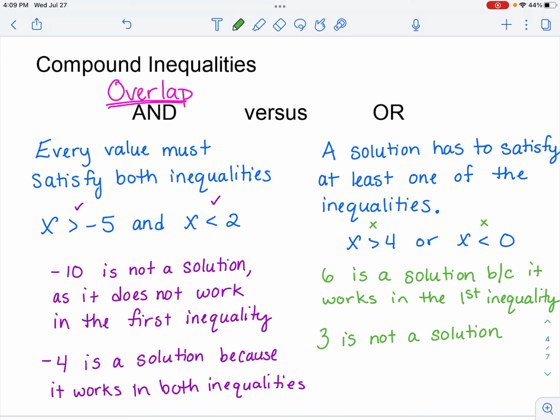All right, what about -5? Is -5 a solution to this compound inequality? So let's see, -5 is not bigger than 4. It does not work over there. But -5 is smaller than 0. So -5 is a solution because it works in the second inequality.